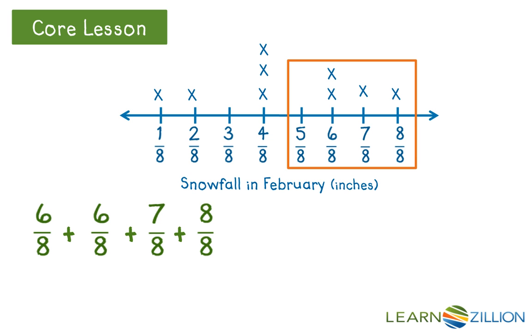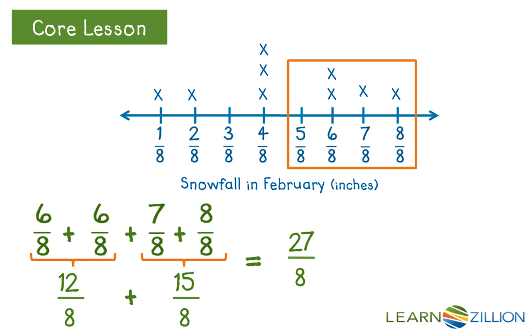When adding multiple numbers in a problem, it can be helpful to add 2 of the numbers together at a time and then add those totals. When we add 6/8 plus 6/8, we get 12/8, and when we add 7/8 plus 8/8, we get 15/8. When we add 12/8 plus 15/8, we get 27/8.